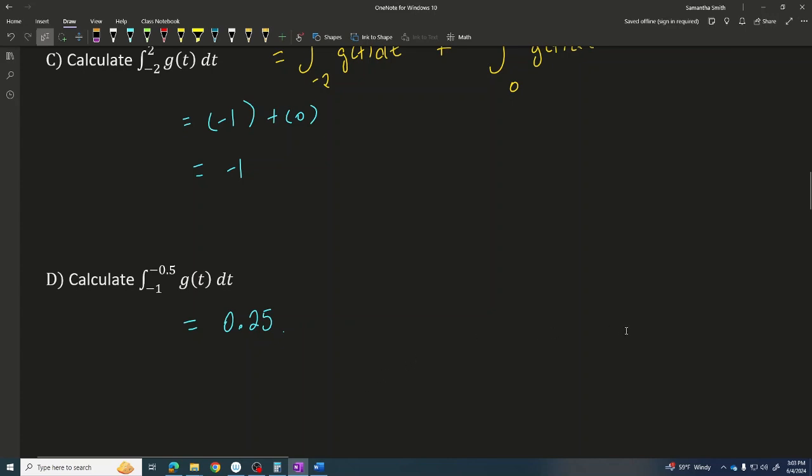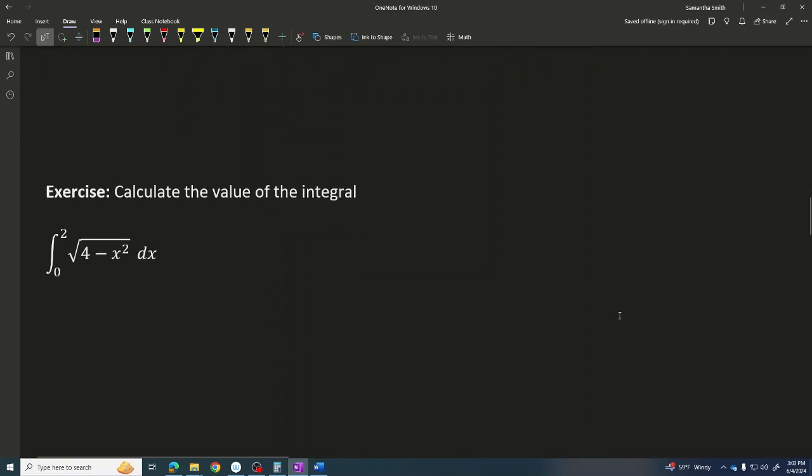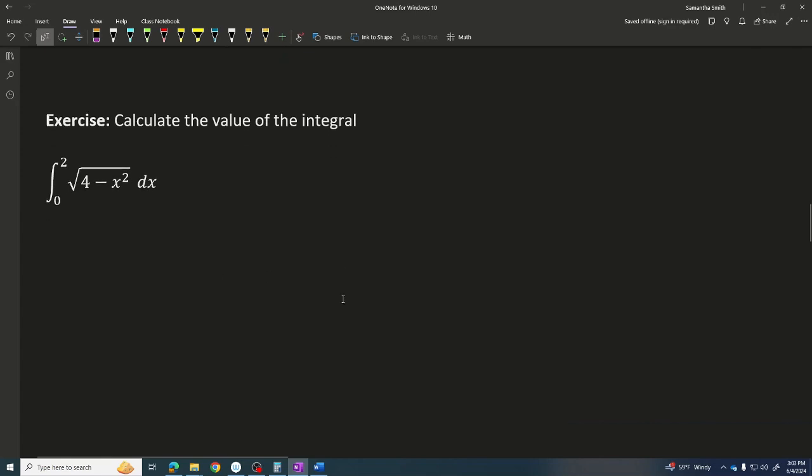Alrighty. Now, in the same spirit of using graphs to calculate definite integrals, join me in this exercise. With this exercise, they're saying calculate the value of this integral. The integral from 0 to 2 of the square root of 4 minus x squared. Now, later on in Calculus 2, you learn another way to calculate integrals like this one. A really bad way, a really slow way, a really terrible way that takes a lot of time and creates opportunities for many, many, many mistakes.